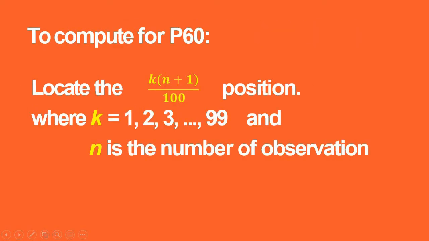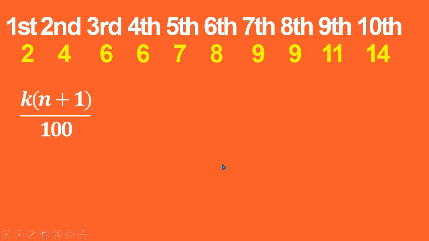To compute for percentile 60, we will be using k times n plus 1 all over 100. Again, for percentile, our denominator is 100. And the value of k is from 1 up to 99, because percentile has 99 score points. And again, n is the number of observations. So, let's compute for k times the quantity n plus 1 all over 100, which is percentile 60.